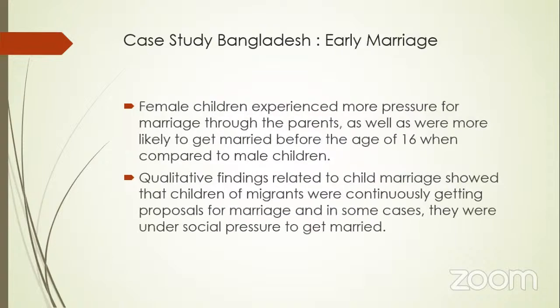Okay, early marriage. Female children experience more pressure for marriage through parents as well as more likely to get married before age of 16 because of physical punishment, they drop out. Then who takes care? There's pressure. There's a whole lot of societal pressure on the girl. When compared to male children, qualitative findings related to child marriage show the children of migrants were continuously getting proposals for marriage and they were under social pressure to get married. So the social pressure works crazy things with families.